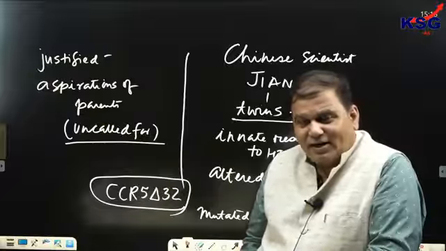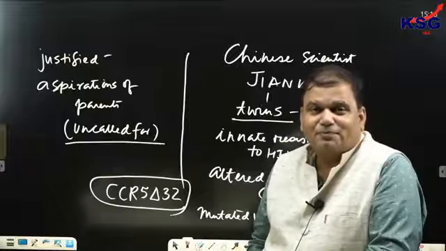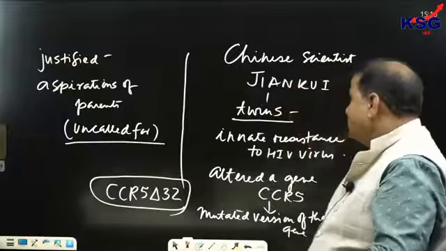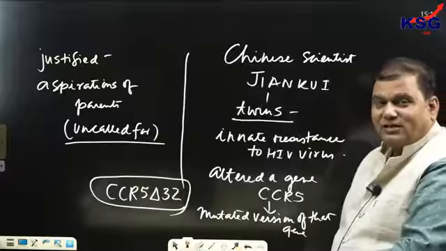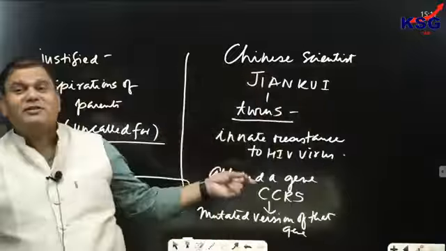Clear? It can cure diseases also associated with reproductive cells. Jiankui developed twins who have innate resistance to HIV, so it can be supported. But it can be criticized also. Criticism on the basis of what?